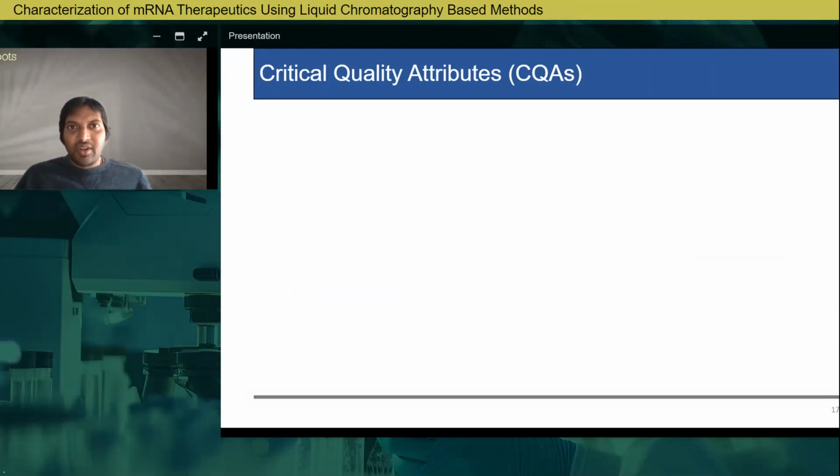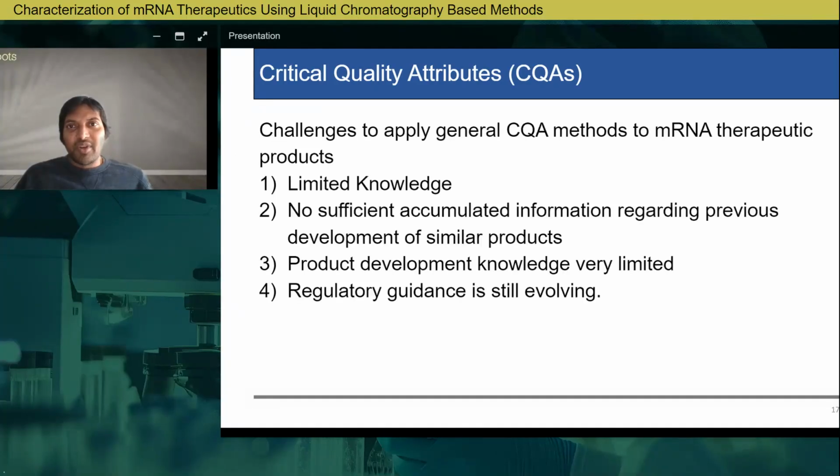Talking about critical quality attributes from an mRNA therapeutic point of view, we have limited knowledge and insufficient accumulated information regarding previous development of similar products. People are developing and understanding these methods right now, and the product development knowledge is still limited, I would say, and regulatory guidance is still evolving on these.